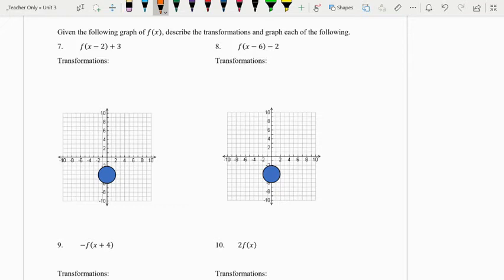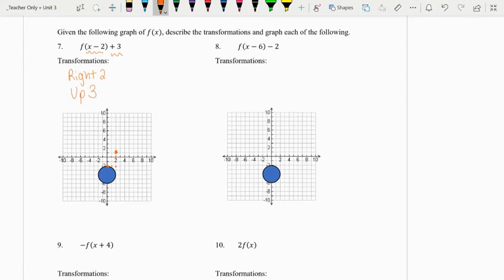Okay, so for number 7, inside means it's opposite, so that's really a 2, which means right 2. And the outside is the same, so we're moving up 3. So I'm going to think about this as the center, right? Or I could think about this point right here, okay, and move, yeah, I'm going to use that point. I'm going to move that specific point right 2 and then up 3.